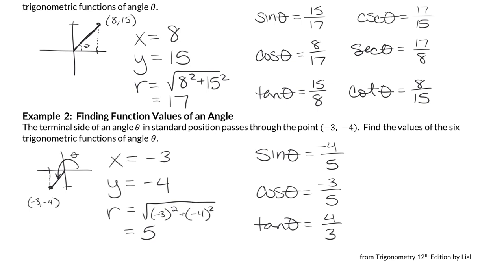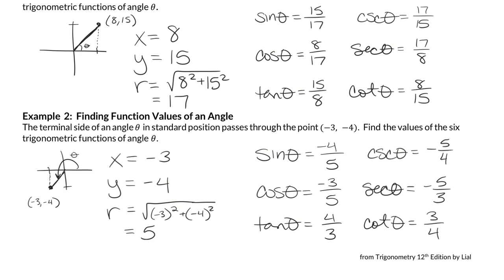Again, I'm writing them in this way so that we can just flip these for their reciprocals. Cosecant of theta is -5 over 4. Secant of theta is -5 over 3. And cotangent of theta is +3 over 4.